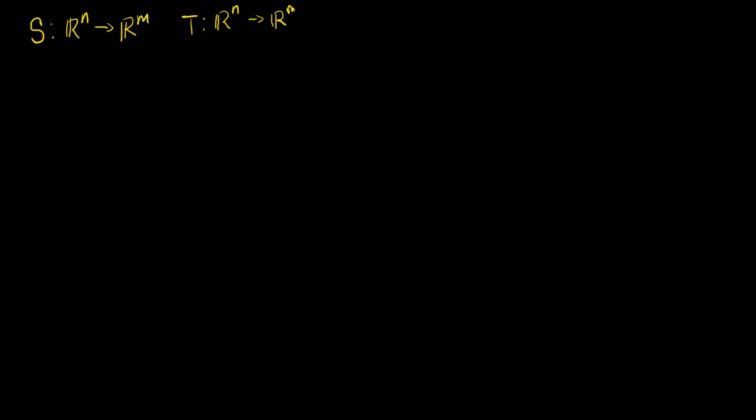So this is a definition. Let me write it as a definition. I'm going to define the addition of our two transformations. If I add our two transformations, the addition of two transformations operating on some vector x, I'm going to say that this is the same thing as the first transformation operating on the vector x plus the second transformation operating on the vector x. And obviously, this is going to end up being a vector in Rm. So this whole thing is going to be a vector in Rm.